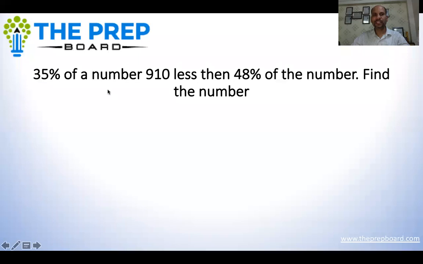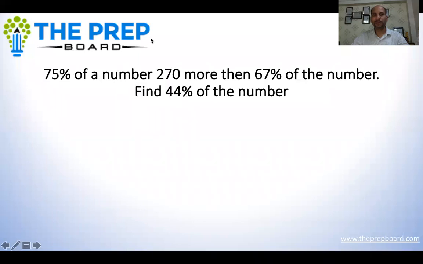So let's move on to the next one. 75% of a number is 270 more than 67% of the number. Find 44% of the number. Everywhere the number is the same. They are only talking about one number. So one number, 270, is given, and another number which we are supposed to find out.